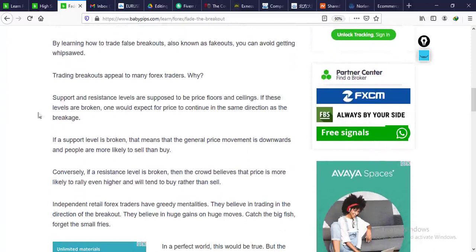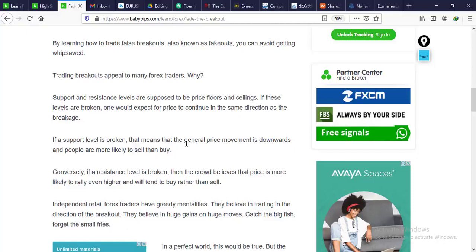So trading breakouts appeal to many forex traders. Why? Because support and resistance levels are supposed to be the price floor and ceiling. So if these levels are broken, one could expect that price will continue in the same direction that the price broke. And also, if a support level is broken, that means a general price movement downwards is more likely, so there are more sellers than buyers. So it is interchanging. However, it doesn't always work like that.